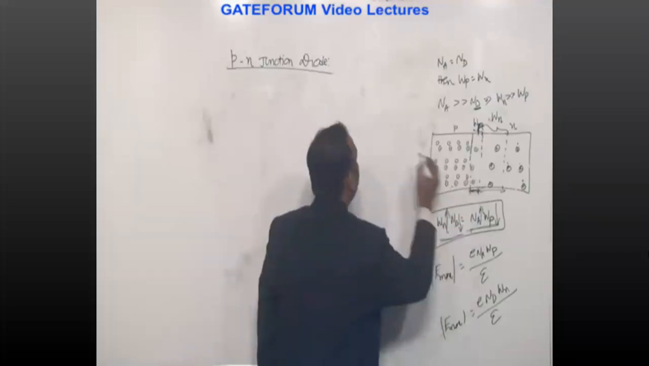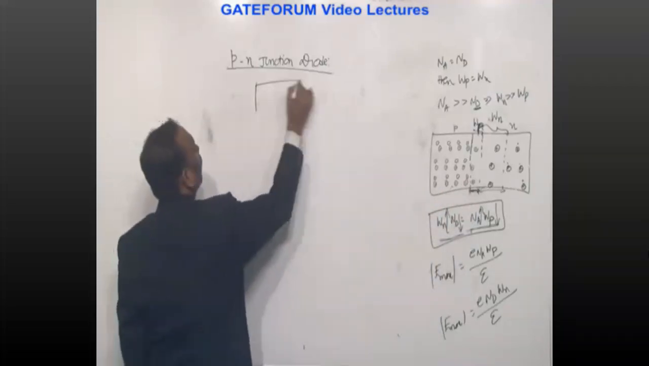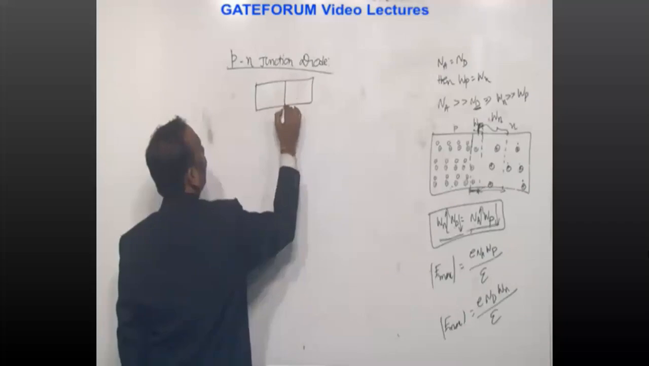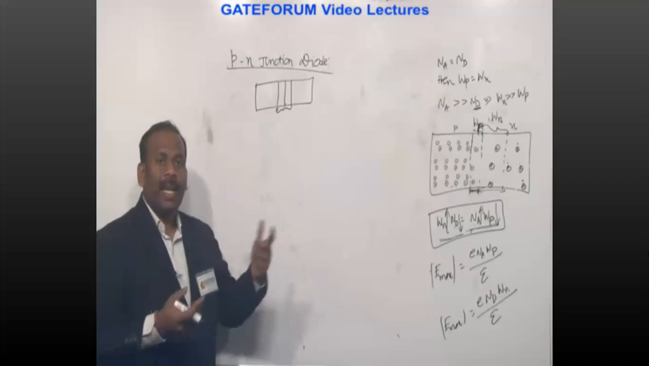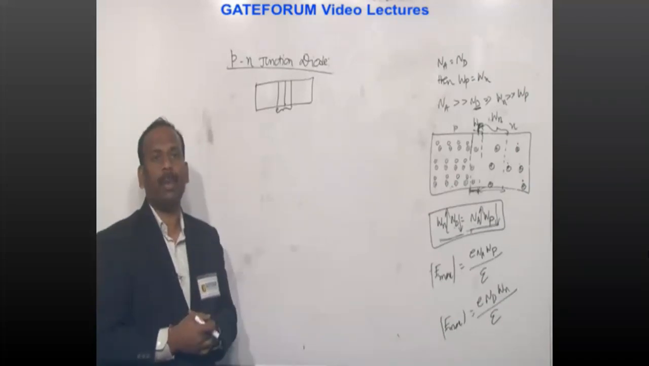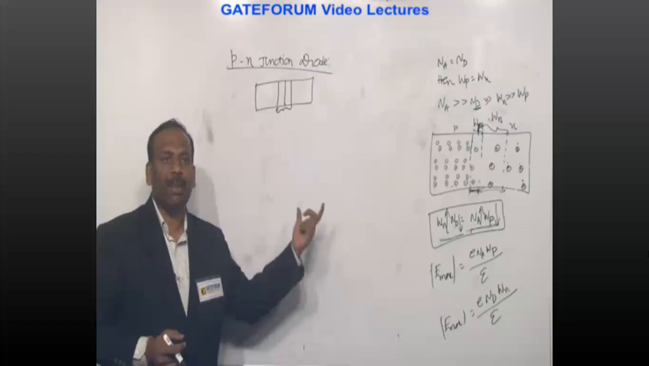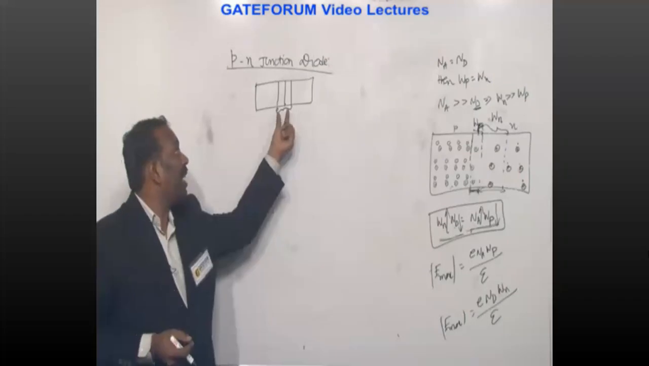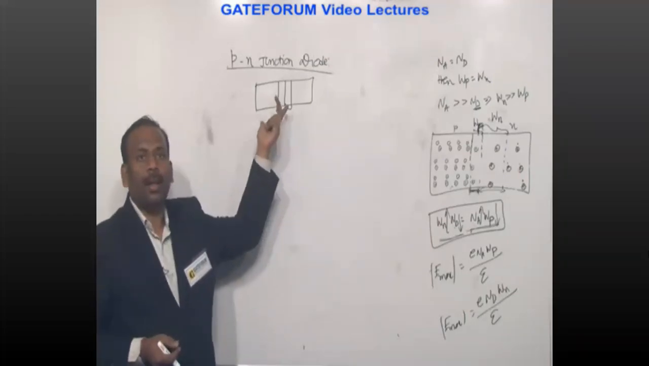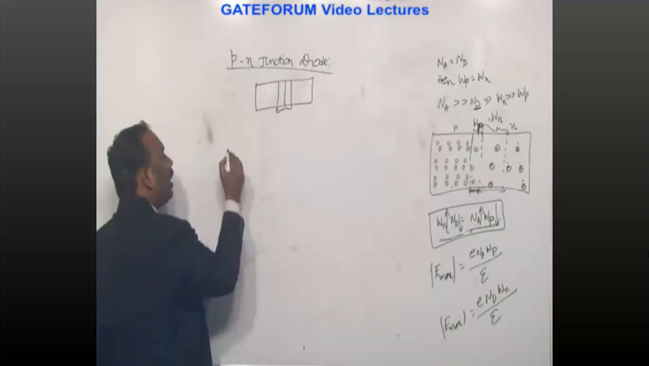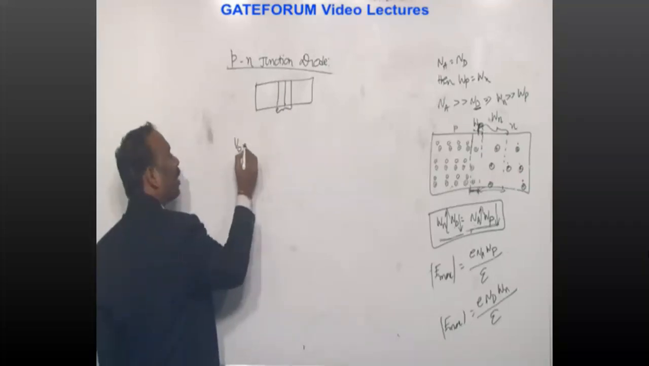Now, okay, we'll take here. Assume this is the depletion layer. Already I said there is an electric field internally developed. That electric field is maximum. Now it is offering a barrier potential, V. That is called built-in potential or barrier potential.